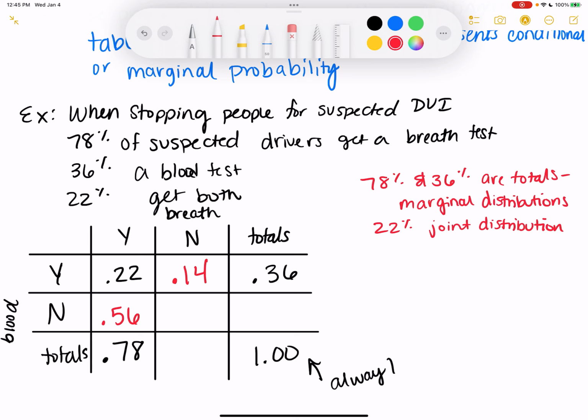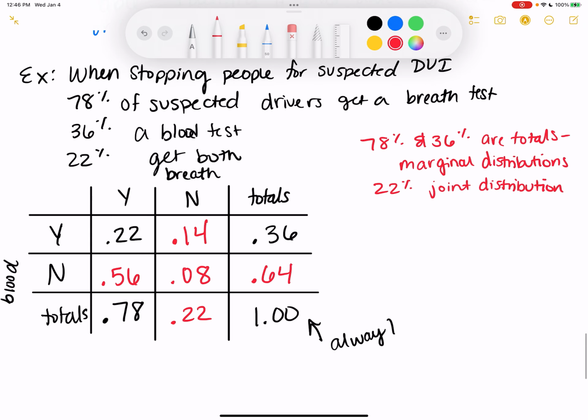So I know the total going across the bottom has to be equal to 1. So that's going to be 0.22. And then the total going the other way to equal 1 has to be 0.64. So then my last box would be what? Yeah, 0.08. So ultimately, that's all that we had to do for that, was basically just asking to fill it out.